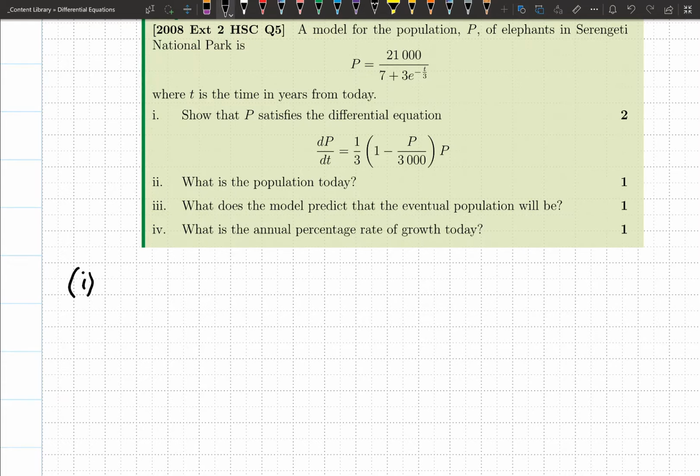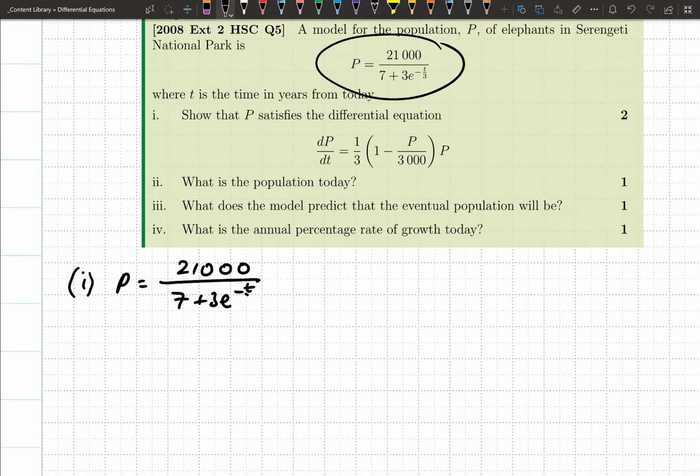Differentiate. Before we do that, I recommend you rewrite this equation in index form so that it's easier to apply the chain rule. So what is this in index form? P equals 21,000 times (7 plus 3e to the power negative t over 3) to the power negative 1. Excellent. And so we can start to differentiate this using our chain rule.